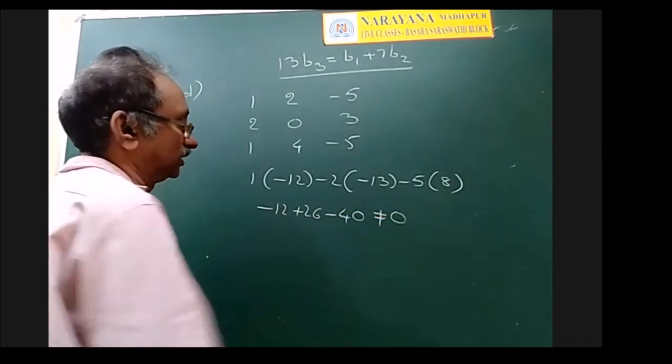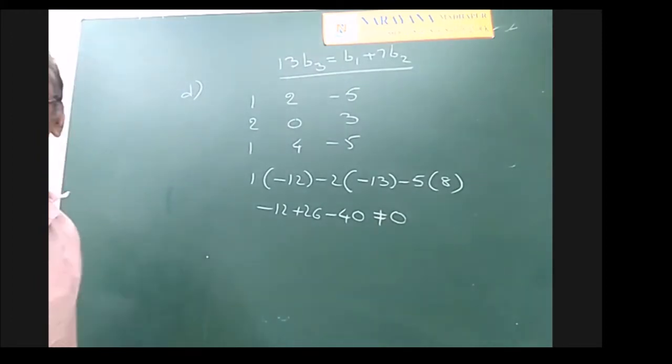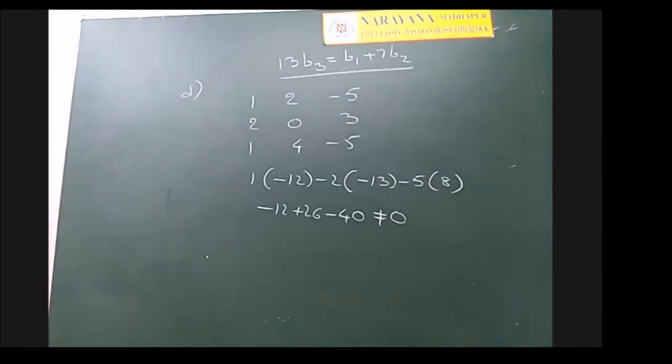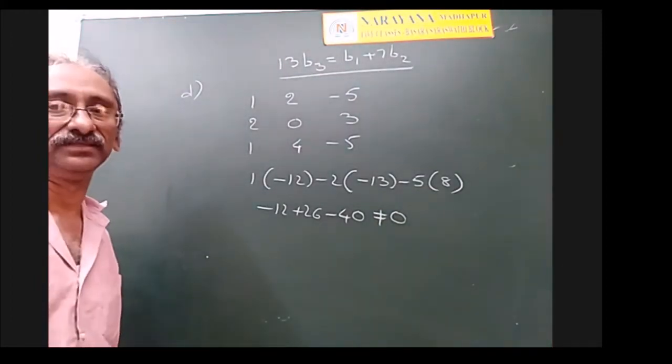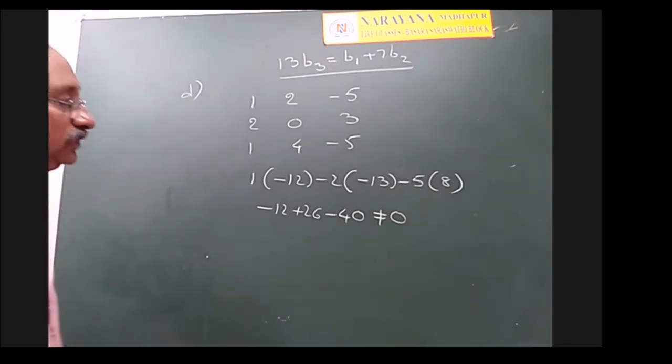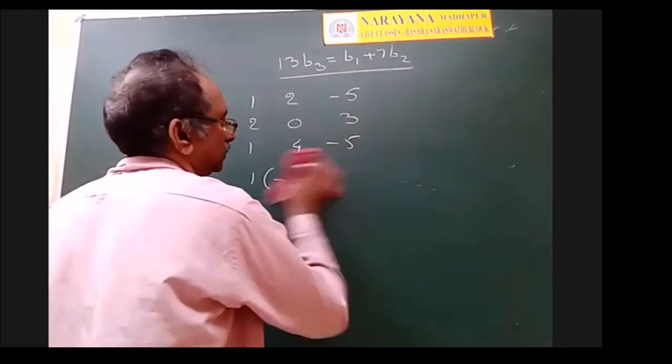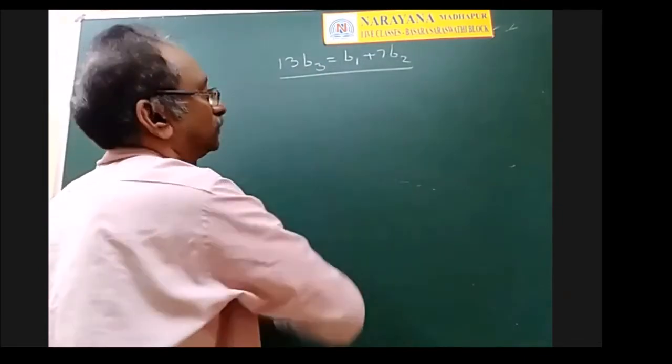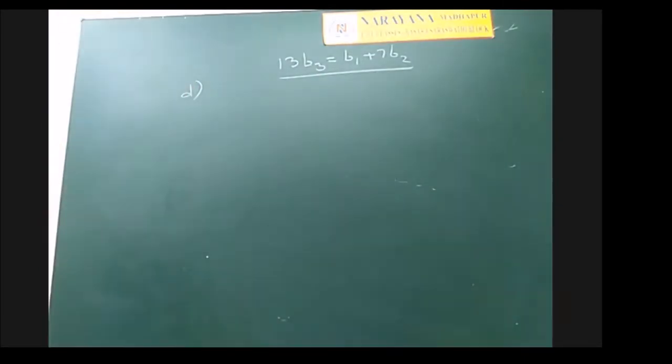Clearly it is not equal to 0. Therefore, this has a unique solution. So it also has at least one solution. Okay. Therefore, the fourth option is also okay. And now, what about the second and third?